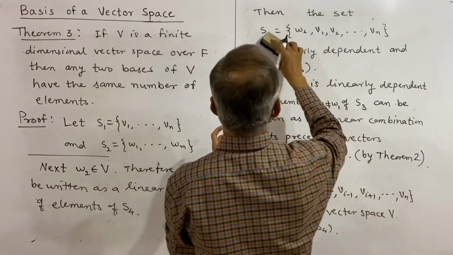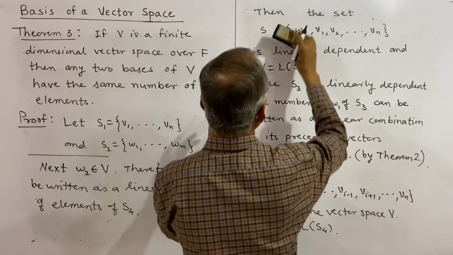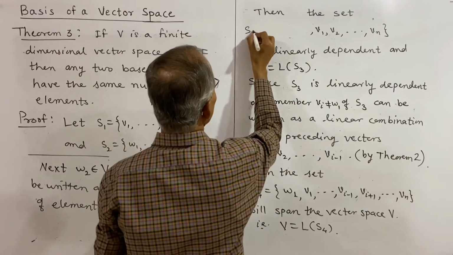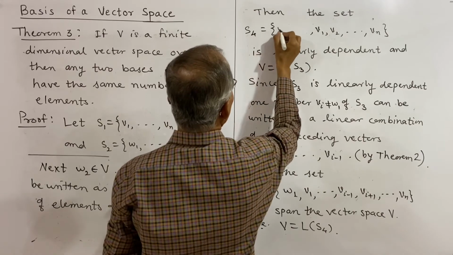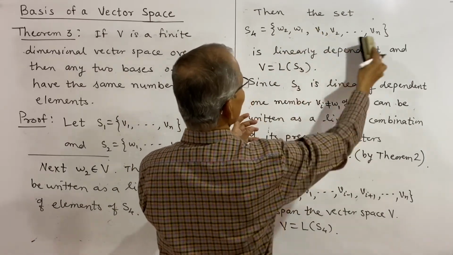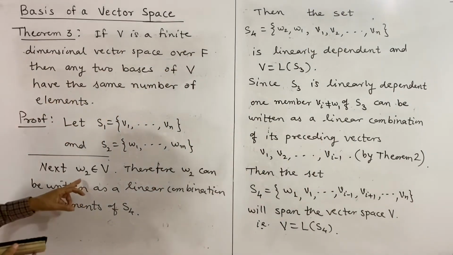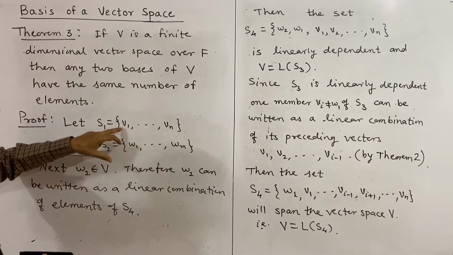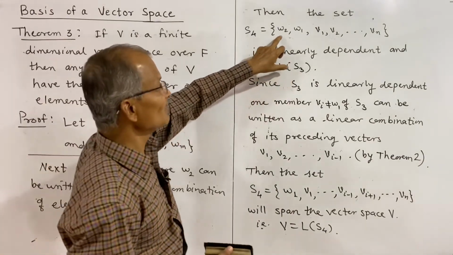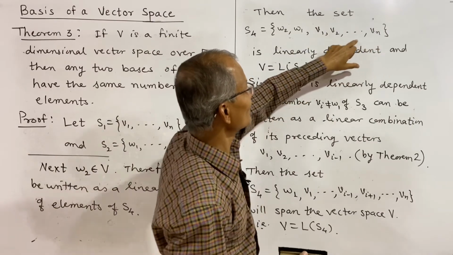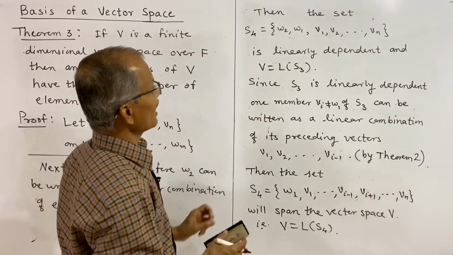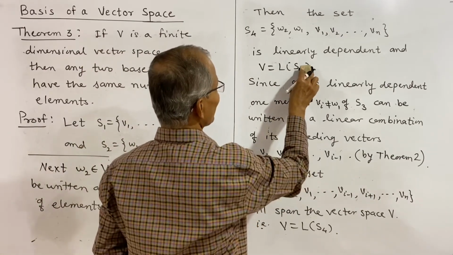Then the set S4. For the set S4, we will add W2 in this. Then the set S4 is equal to W2, W1 and V1 up to Vn. So W2 next we have considered. First we have taken W1, now we have taken W2. Now it is linearly dependent. Why? Because W2 is a linear combination of the remaining vectors, therefore this becomes linearly dependent, and V is spanned by S4.